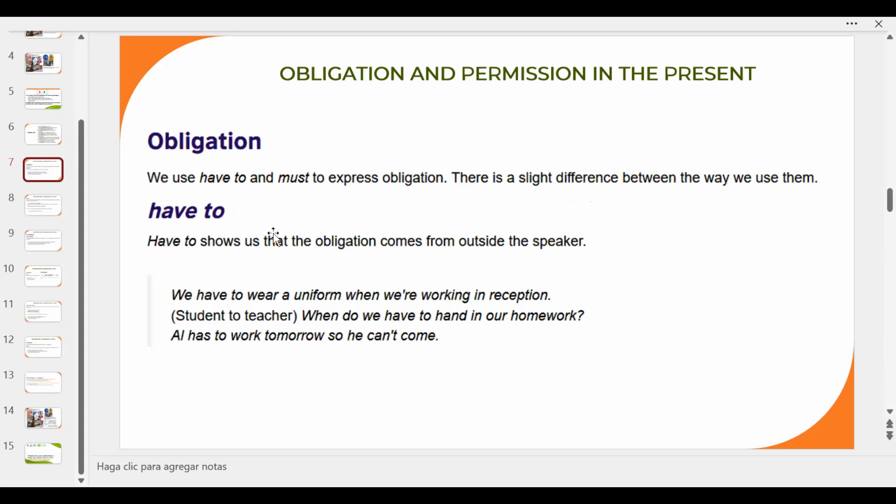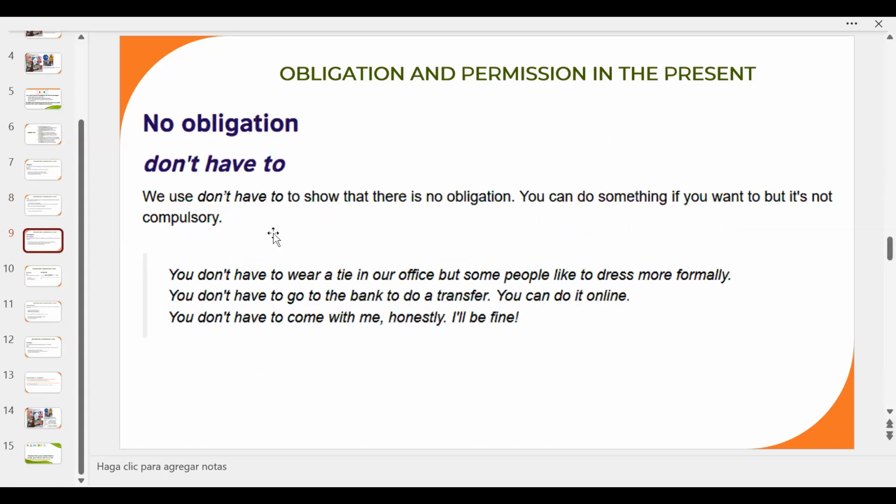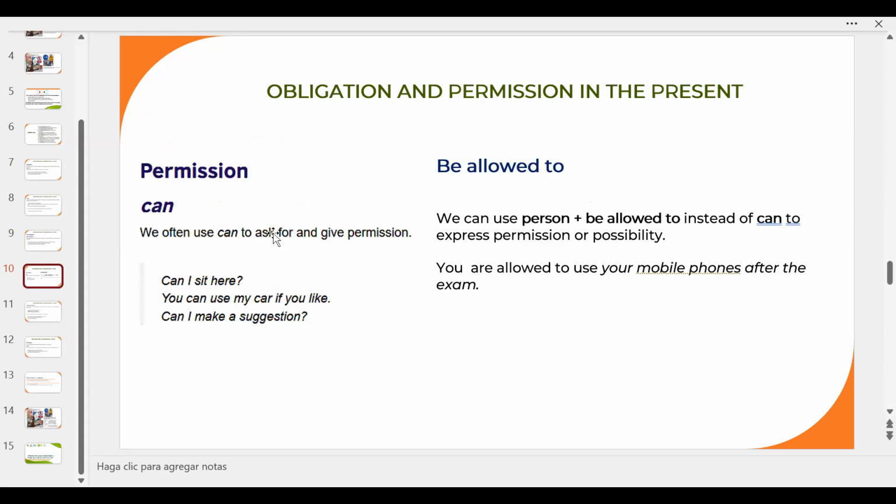Teacher? Yes. In the slide when you spoke about can and be allowed to, for example, in the second sentence of can, for me, it's the same as be allowed to. So what is the difference? No real difference. They are synonyms. You can say, for example, you can use my car if you like, in the context of permission, of course. And you are allowed to use my car if you like. Any of the statements are correct.